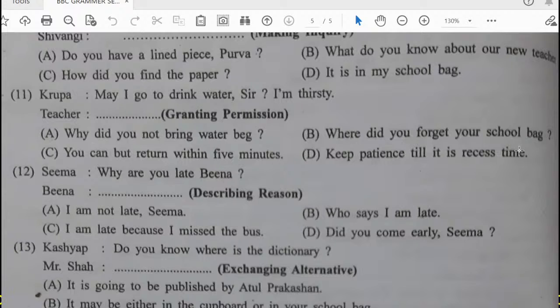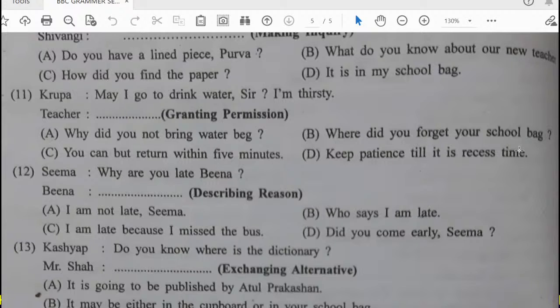So our answer will be you can but return within 5 minutes is the proper answer in which the teacher gives permission using can. You can. હવે તું જઈ શકે છે but return within 5 minutes. So can also used for a permission same like let, will in this way.